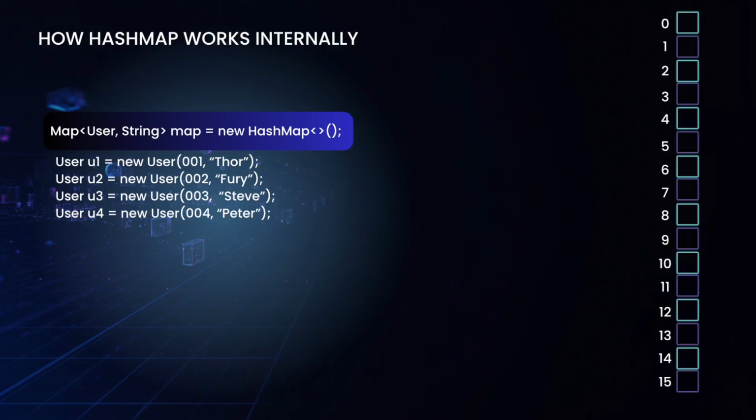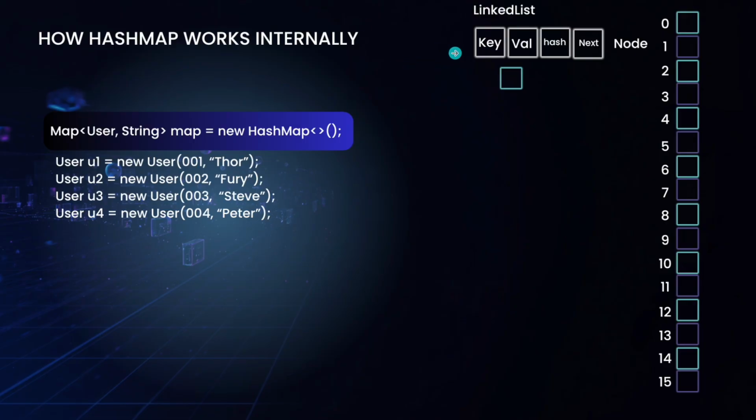Each bucket contains a linked list, or a list of nodes. Each node has key, value, hash and next. The next is going to be a reference to the next node. So each bucket can contain a list of nodes, or we can also call it a linked list.